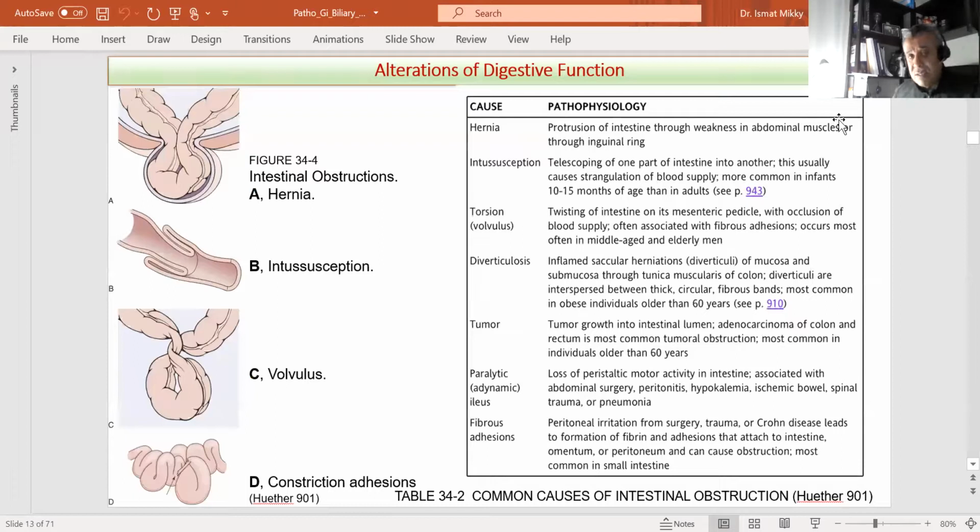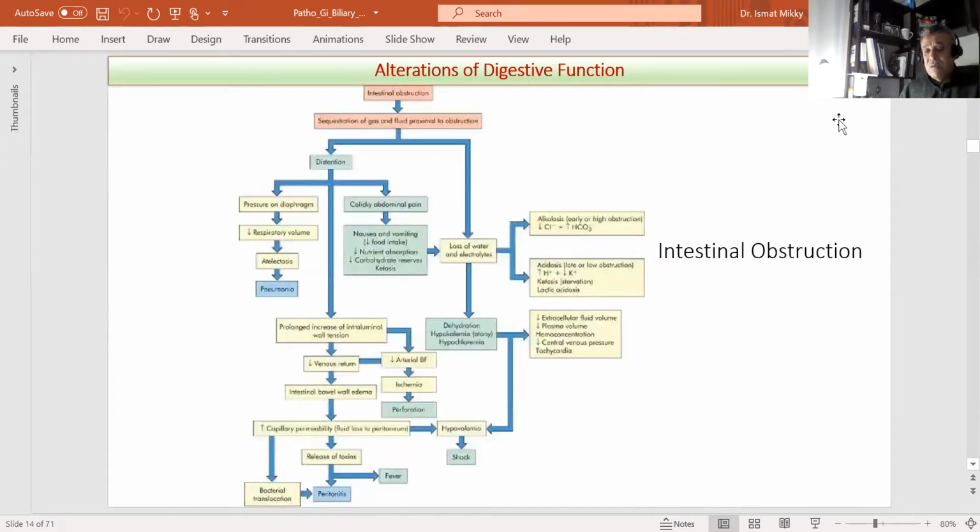And this slide shows on the table the difference between the hernia, intussusception, which is like telescoping of the tube, the small intestine into itself, and the volvulus, which is a twisting, like strangulation of the intestine. And then the constriction adhesions, which are adhesions that grow and develop mostly post-op, after an operation or surgical procedure.